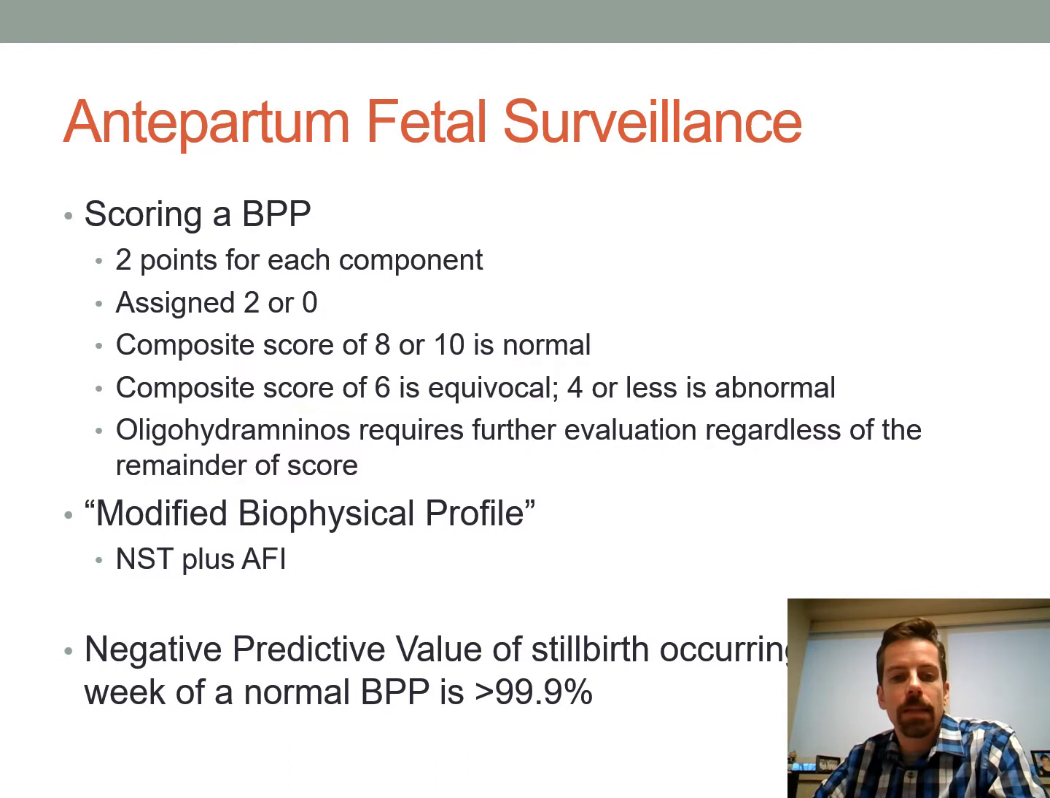All right. Modified biophysical profile is another tool to be familiar with. This is simply a non-stress test plus an amniotic fluid index. The overwhelming majority of the value of the biophysical profile can be obtained from these 2 measurements. So biophysical profile has an even stronger negative predictive value for stillbirth than an NST. The likelihood of a stillbirth within 1 week of a normal biophysical profile is less than 0.1%. So the negative predictive value is greater than 99.9%.